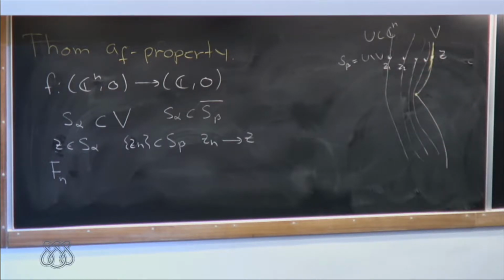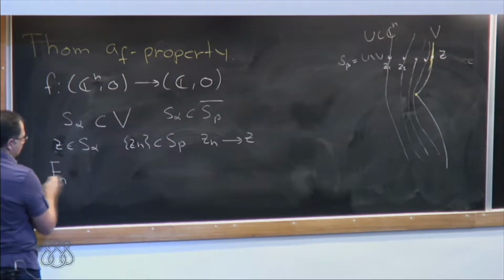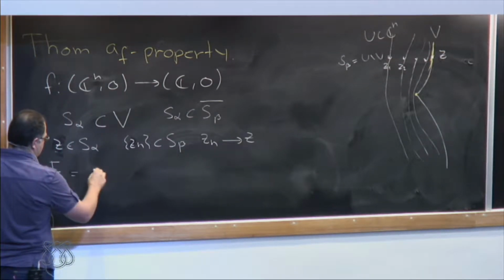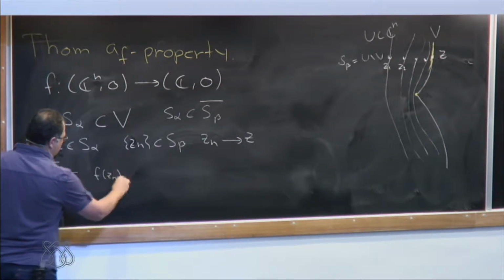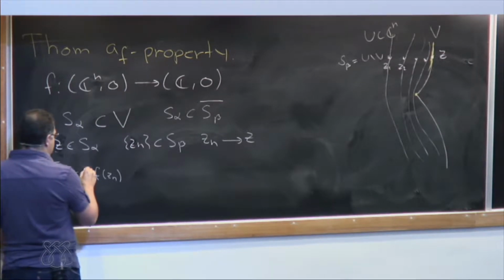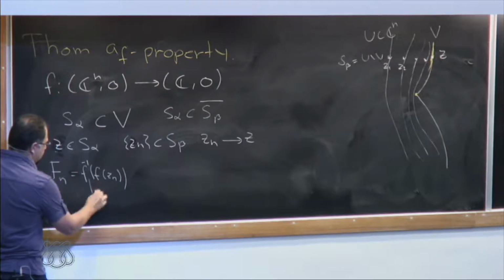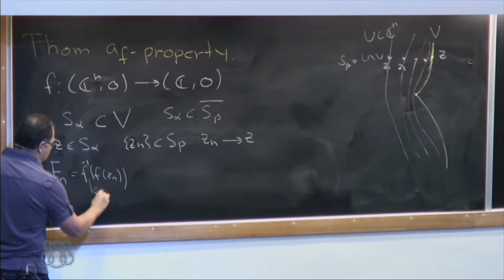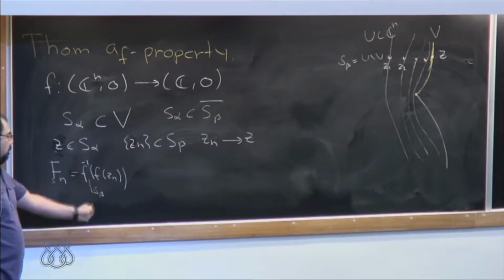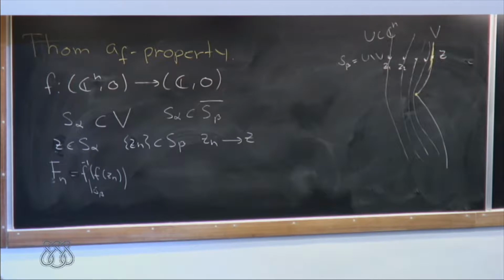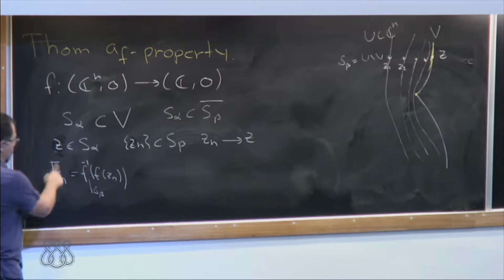Okay? So in general, you take this thing, the value of the function F_n, and then take the inverse image of this, restricting to your... So this is the fiber on the stratum, okay? And then you will have a sequence of these fibers.